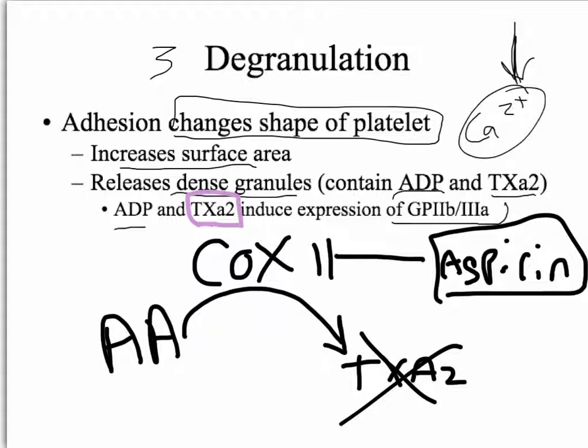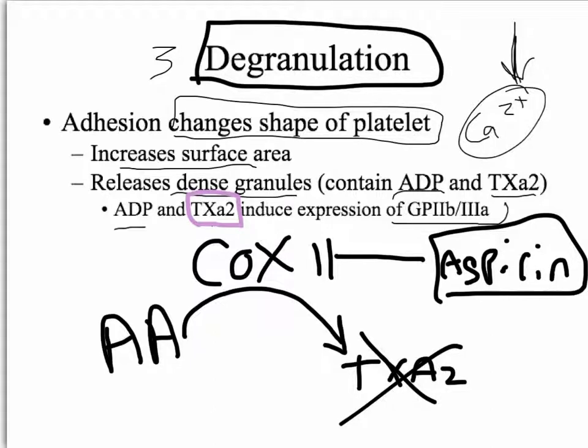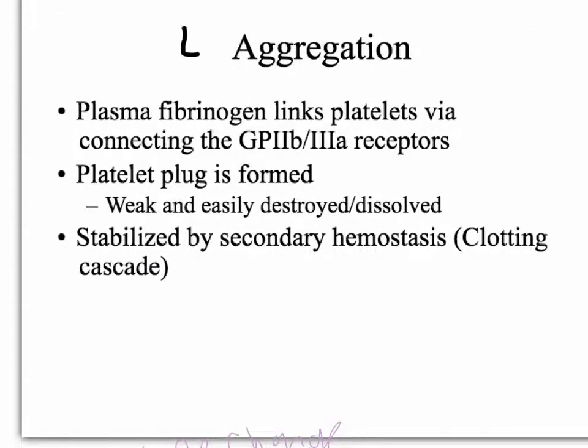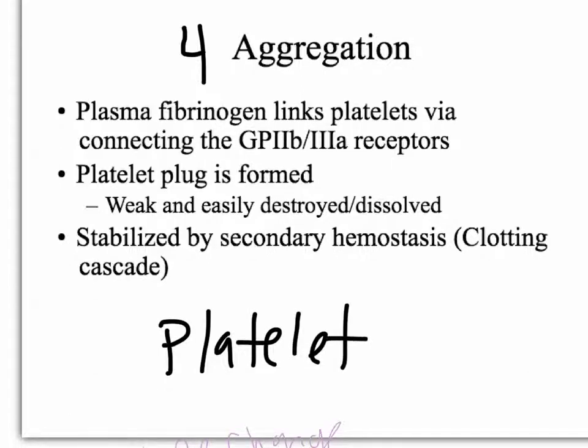So you reduce the expression of GP2B3A, and that's going to be important in the next step, because GP2B3A is what allows for aggregation. And finally, the last step, step 4, in primary hemostasis is the aggregation of platelets forming the platelet plug. So remember, this is where we finally get the platelet plug.